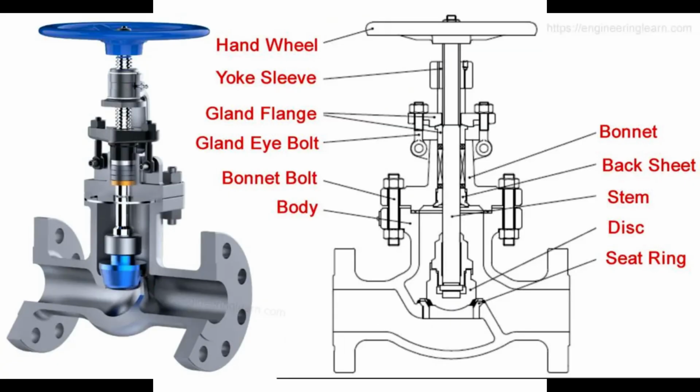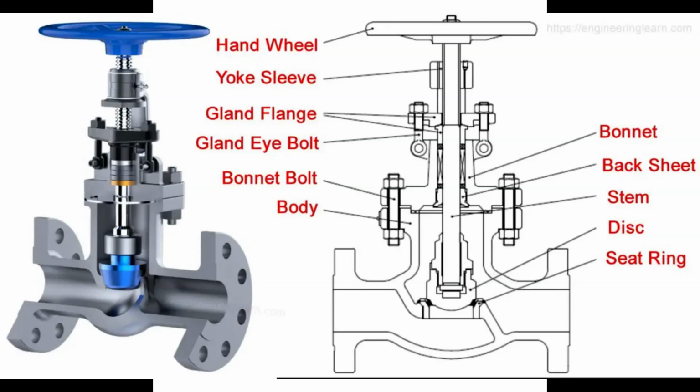Let's take a closer look at how a globe valve works and understand its internal components. On screen, we see a 3D cutaway view and a sectional drawing of a typical globe valve. At the top, we start with the hand wheel. This is manually rotated to move the stem up or down. Just below the hand wheel, we have the yoke sleeve and gland flange, which support the stem and allow it to move smoothly. The gland eye bolts and gland flange help in compressing the packing, ensuring a tight seal around the stem, preventing any leakage during operation.